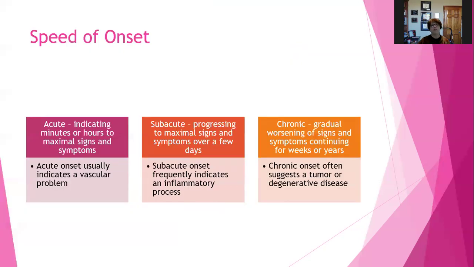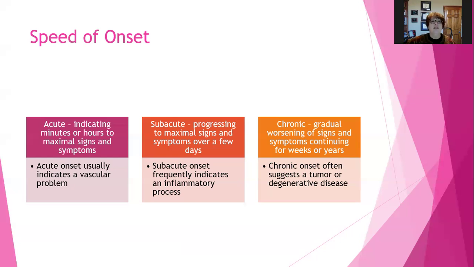So the speed of onset, we are all familiar with acute, subacute, and chronic. Usually when we're talking about the nervous system, acute, subacute, and chronic have some additional indications, and we'll talk about them. Acute is minutes or hours to maximal signs and symptoms, and an acute onset of a neurological problem usually indicates a vascular problem. Like a stroke, you have a vascular problem. Either it's an infarction, or an ischemic stroke where part of your brain is being deprived of oxygen, or it's a hemorrhagic stroke where you're losing blood, and so part of your brain is being deprived of oxygen.